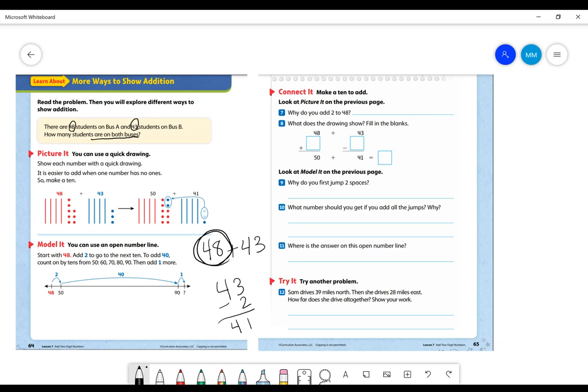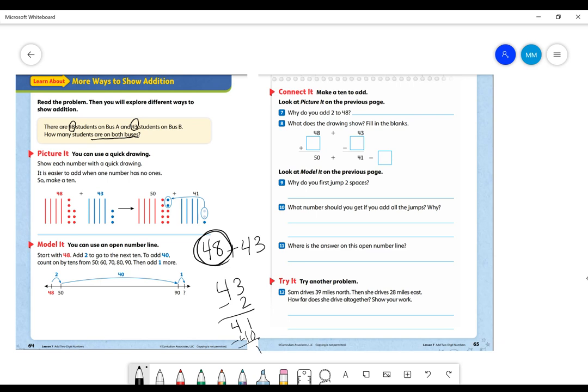So starting at 50, I can count 4 more tens. 50, 60, 70, 80, 90. Remember, I'm still taking away from 40. So we have 41 left. We took another 40 away from that, and we had 1 left from our second part. So we had 90.